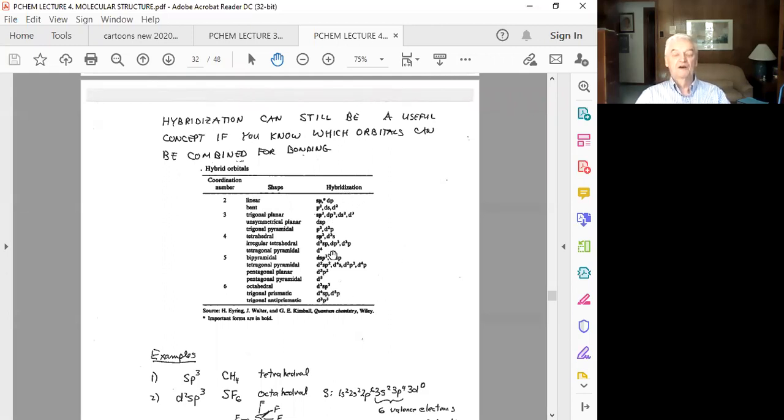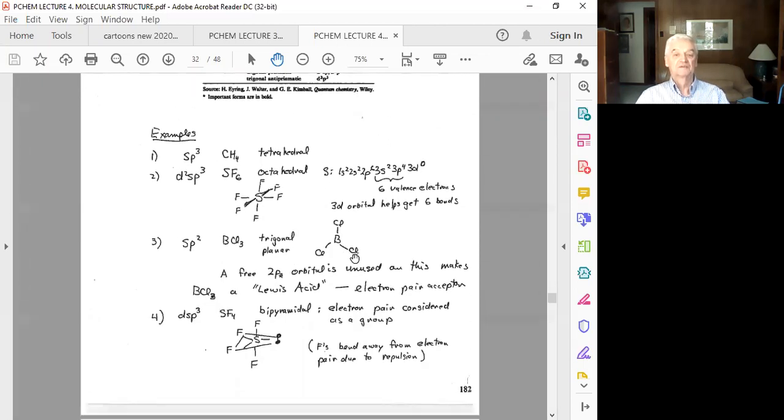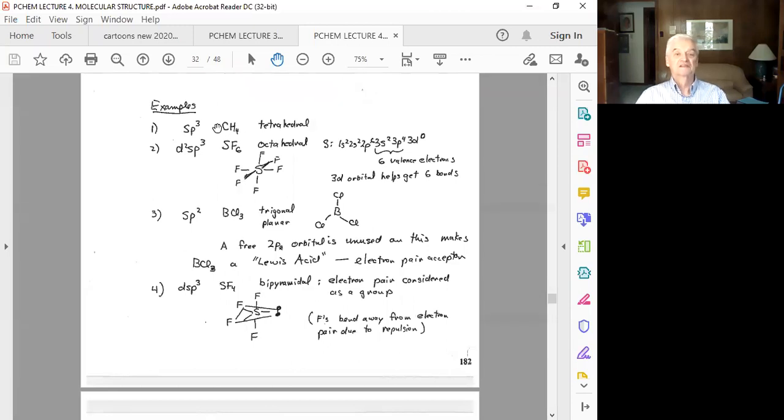And there are many other combinations that will predict the correct shape. Students in my other course who take the inorganic course will see there are a lot of examples, including things like d2sp3, that's an octahedral structure. You can have dsp2 for square planar structures and so on. So they can be helpful in understanding systems. So here are some cases.